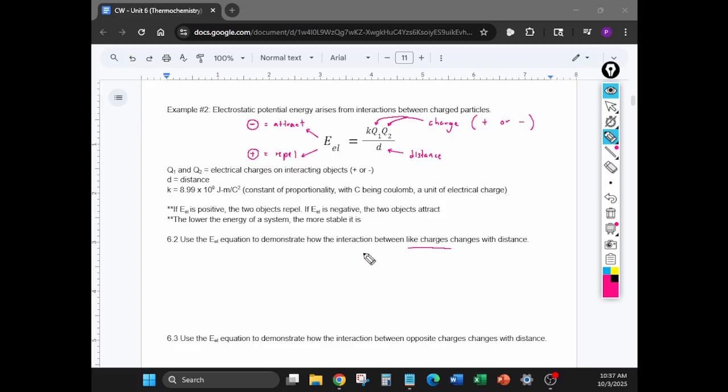So we're going to have two like charges. We're going to write E equals K, and we have two objects that have like charges. So you can do positive, positive, or negative, negative. Doesn't really matter, but I'm going to do positive, positive. So positive times positive, and we're going to set it over some sort of distance.